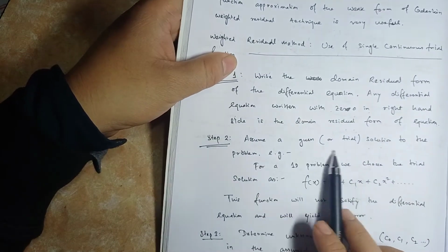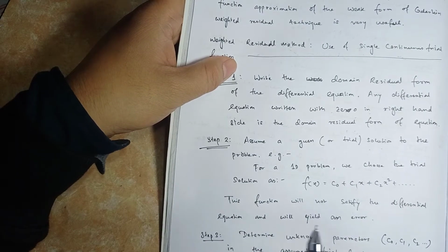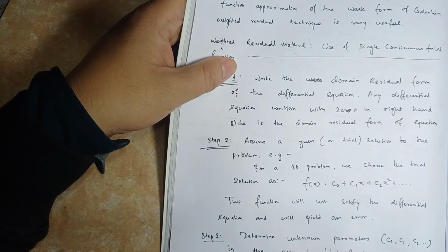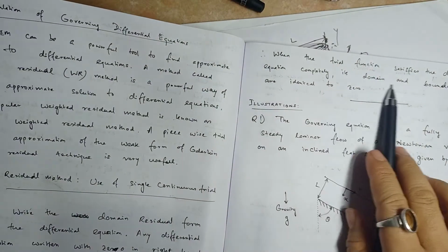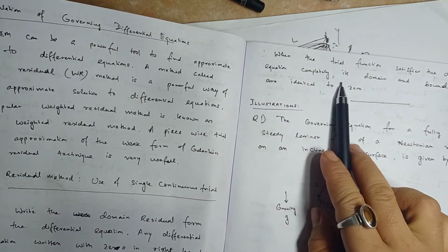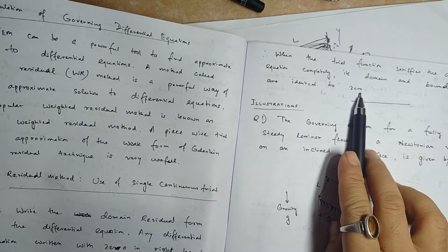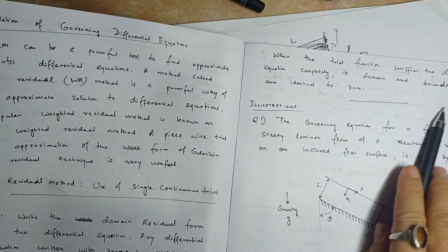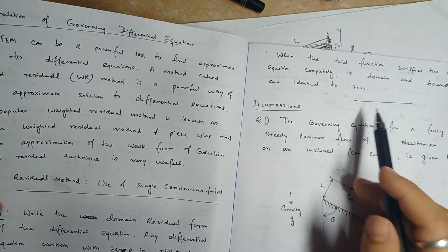So assume a trial solution. Okay, here it is written. This function may not actually satisfy the equation, and there will be an error. So determine the unknown parameters C0, C1 in the assumed trial function in such a way that it makes the residual as low as possible. Very simple. Next, when the trial function satisfies the boundary differential equation completely, its domain and boundary residuals are identical to 0. So when it satisfies completely, the residuals will be exactly 0, otherwise there will be a very minimum value of residual.